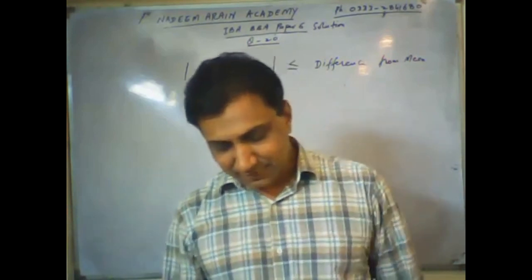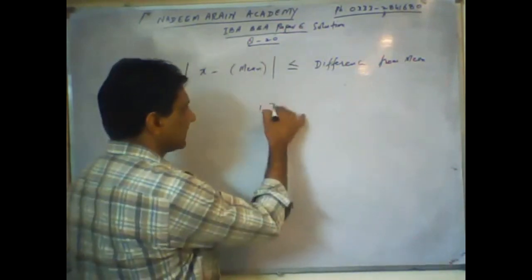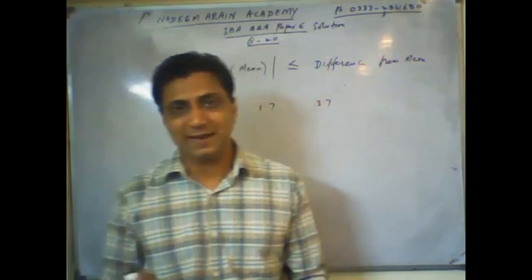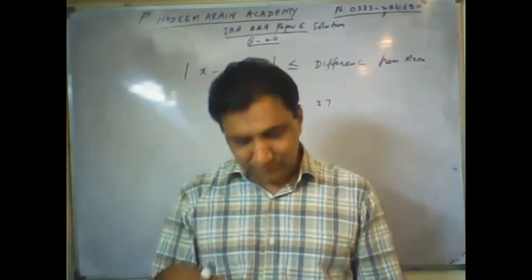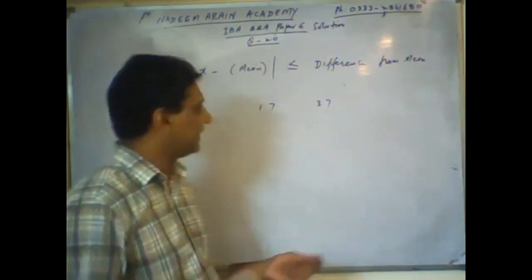It says the ages of players in cricketing vary between 17 and 37. So the ages are between 17 and 37. You need to put it in an inequality including absolute value. Okay, so what you need to do is just learn this technique.